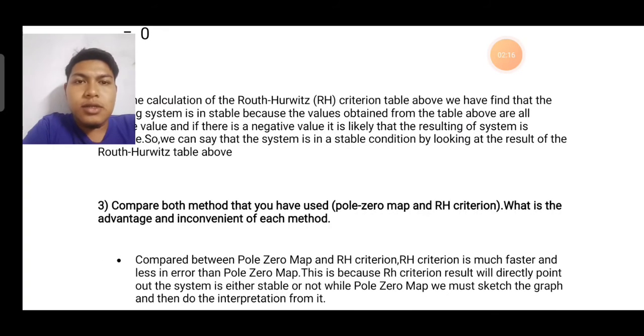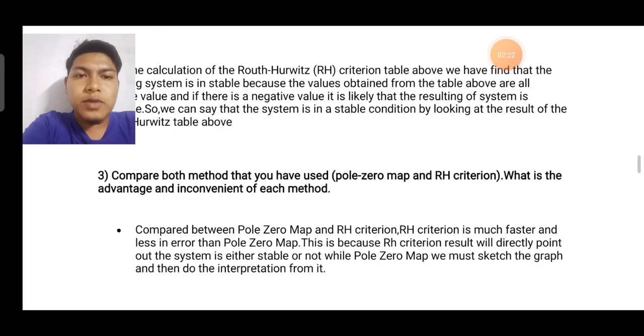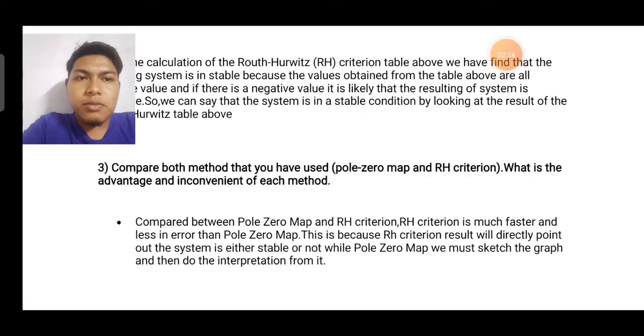The next question is number 3. We compare both methods that you have used, pole zero map and RH criterion. For the first point, comparing pole zero map and RH criterion, we find that the RH criterion is much faster and less error-prone than the pole zero map. This is because the RH criterion result directly points out whether the system is stable or not, while for the pole zero map we must sketch the graph and then interpret it.